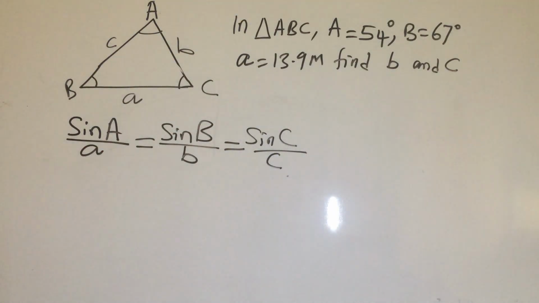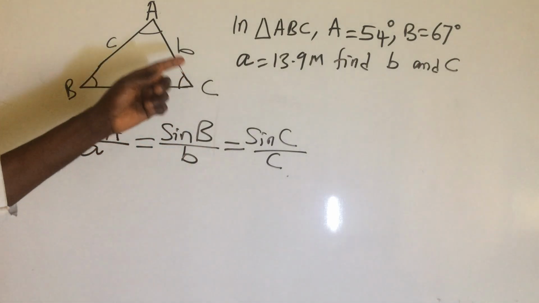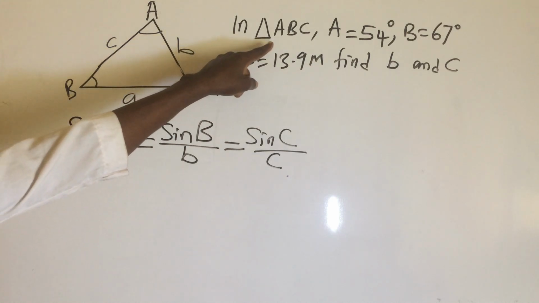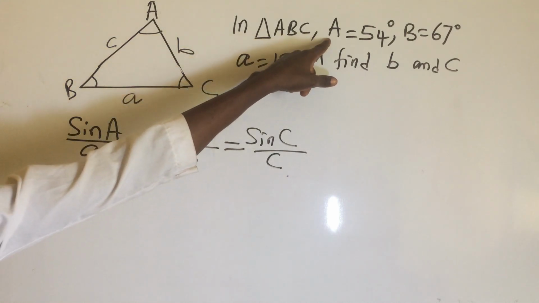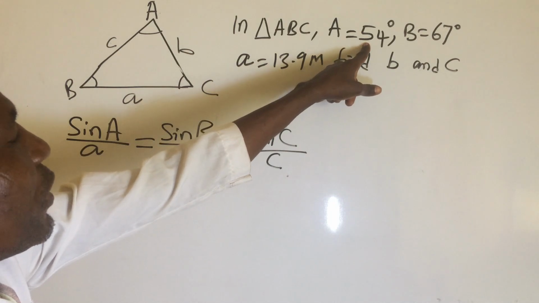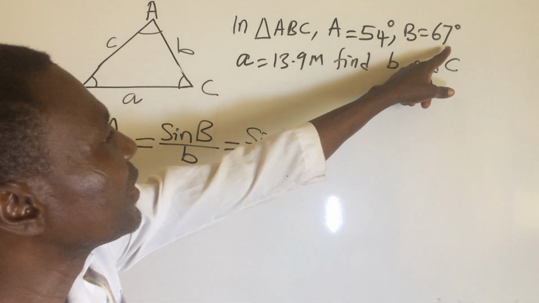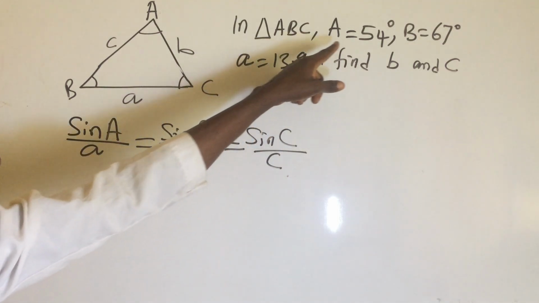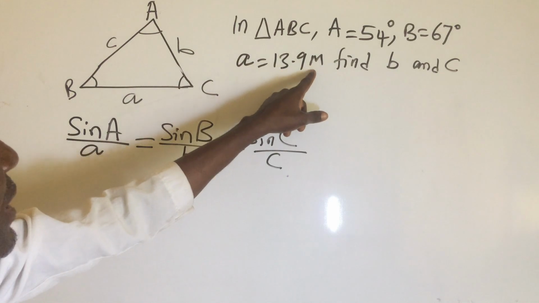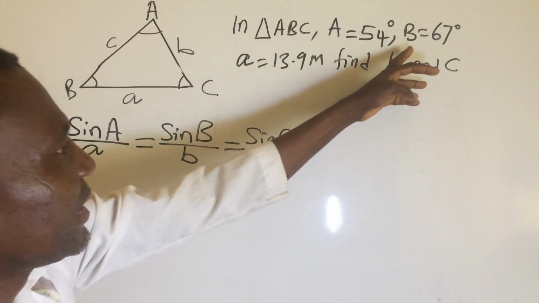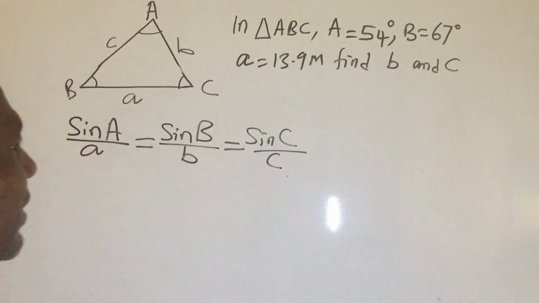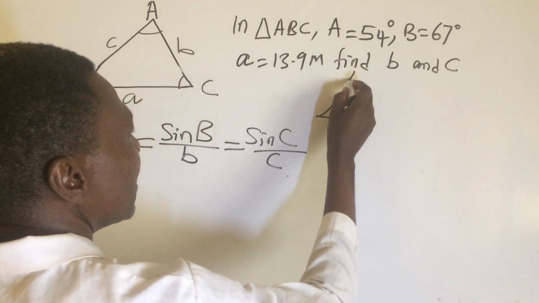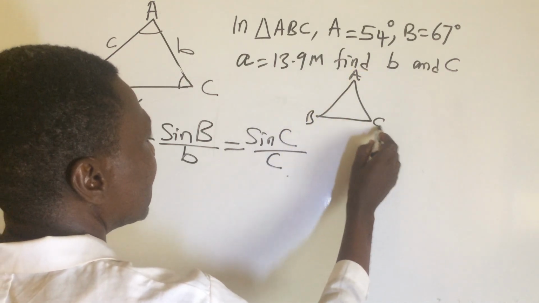Okay, now let's take an example on the board. The example says in triangle ABC, angle A is 54 degrees, angle B is 67 degrees. Then the side a facing the angle A is 13.9 meters. Then find the side facing B and the side facing C. Let's assume that the triangle is this. Here is our A, here is our B, and here is our C.